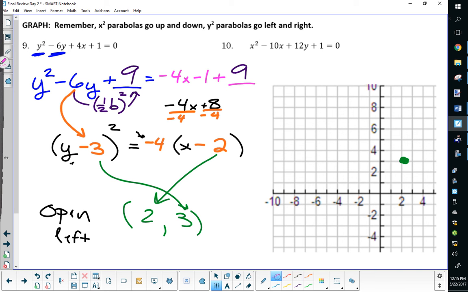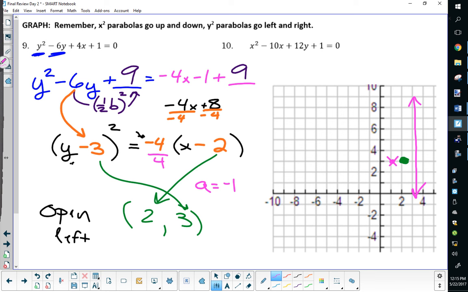Remember what we do next. We take this number and we divide that by 4. That'll tell us our a value. So our a is negative 1. So from my dot, I'm going left 1 because we know it opens left, so that's going to be my focus. When we go right 1, that'll be my directrix.